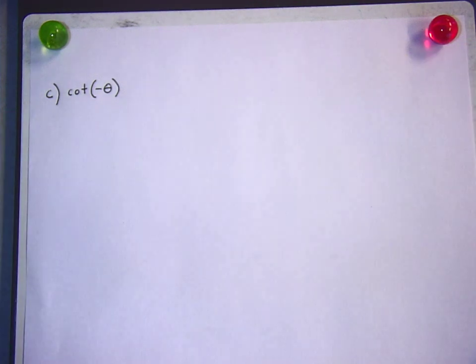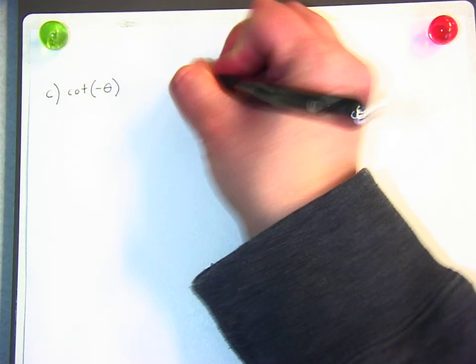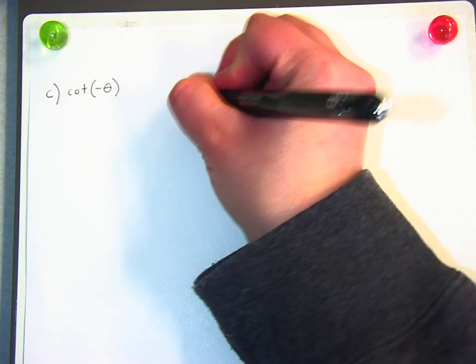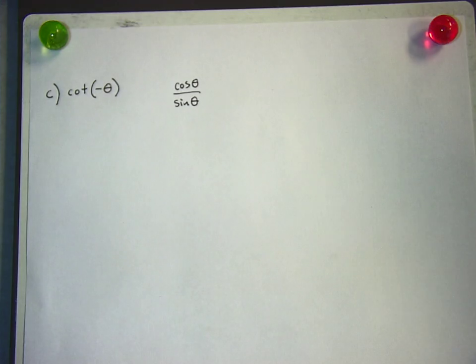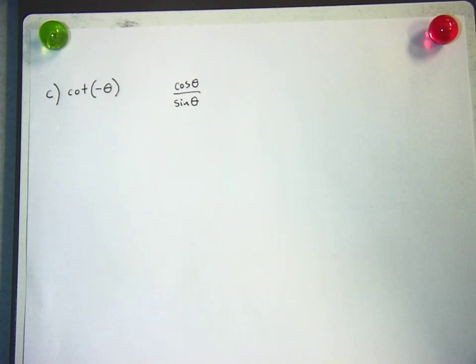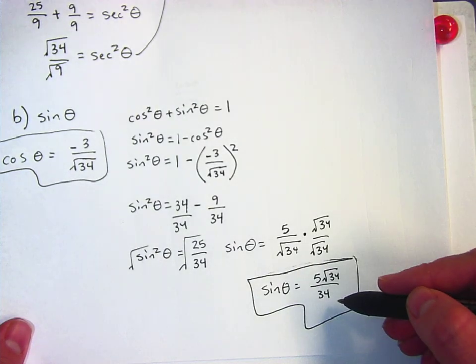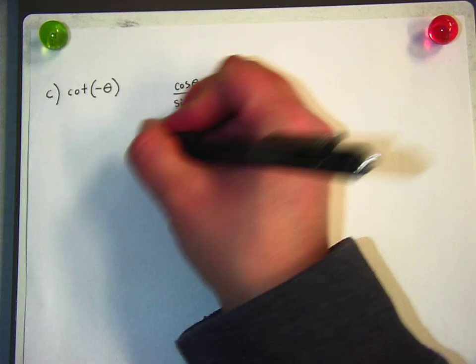Okay, how do we find the cotangent right now? Sure, you could take cosine over sine. So one way to do it would be to take cosine of theta over sine of theta. We already have cosine, and we already have sine, right? We know what cosine is, we know what sine is. This is one way to do it. You could take this divided by this. Let's do it that way.